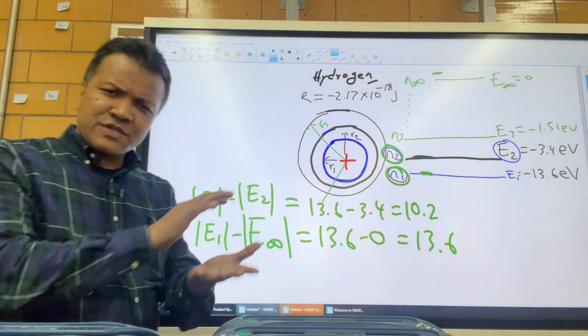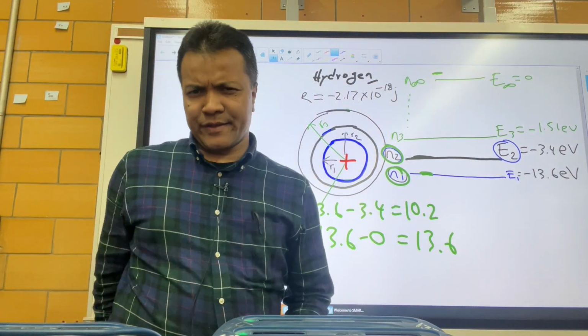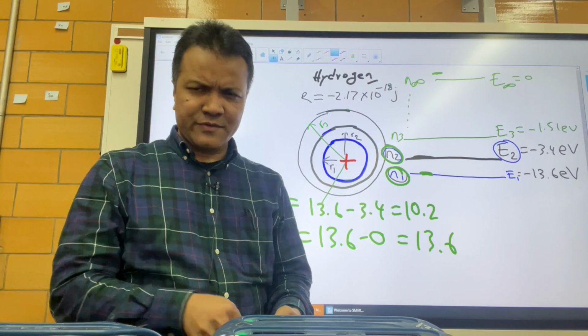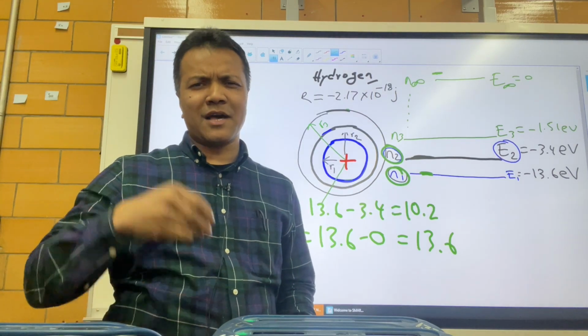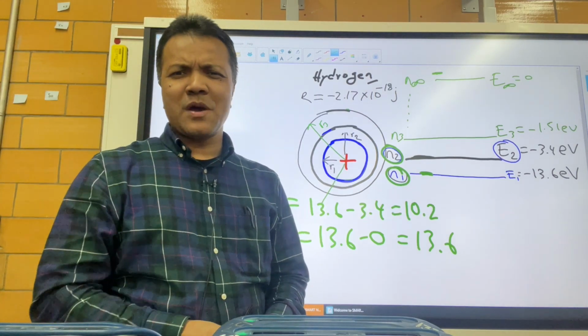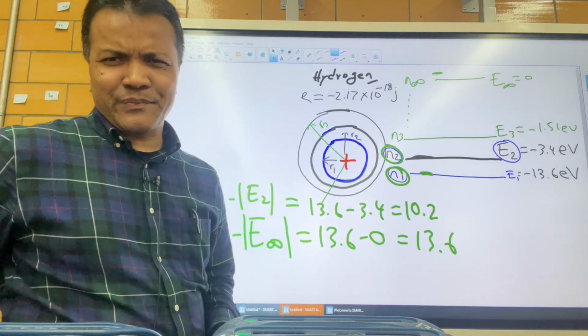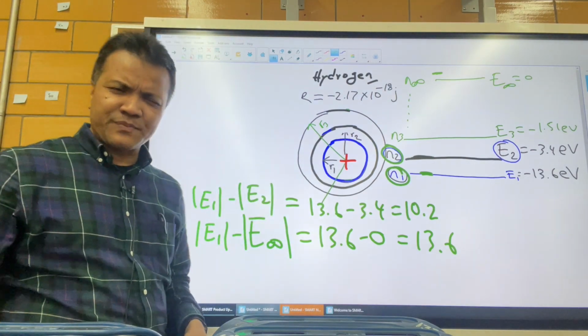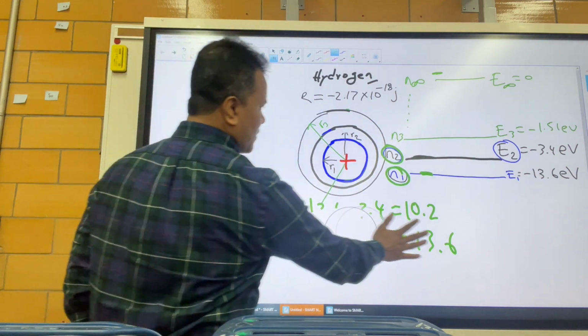All right, so this is one side of the coin. Now let me show you the other side of the coin. What do you have on the other side of the coin? How light is being created, as I promised. So now let's talk about how light is being created.